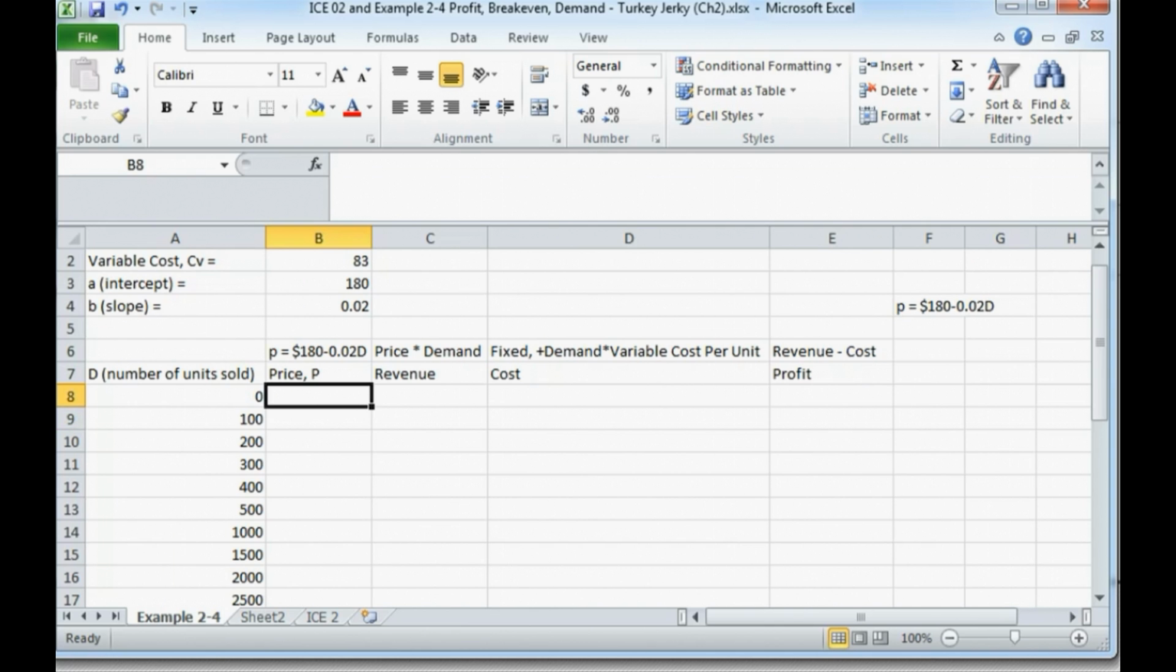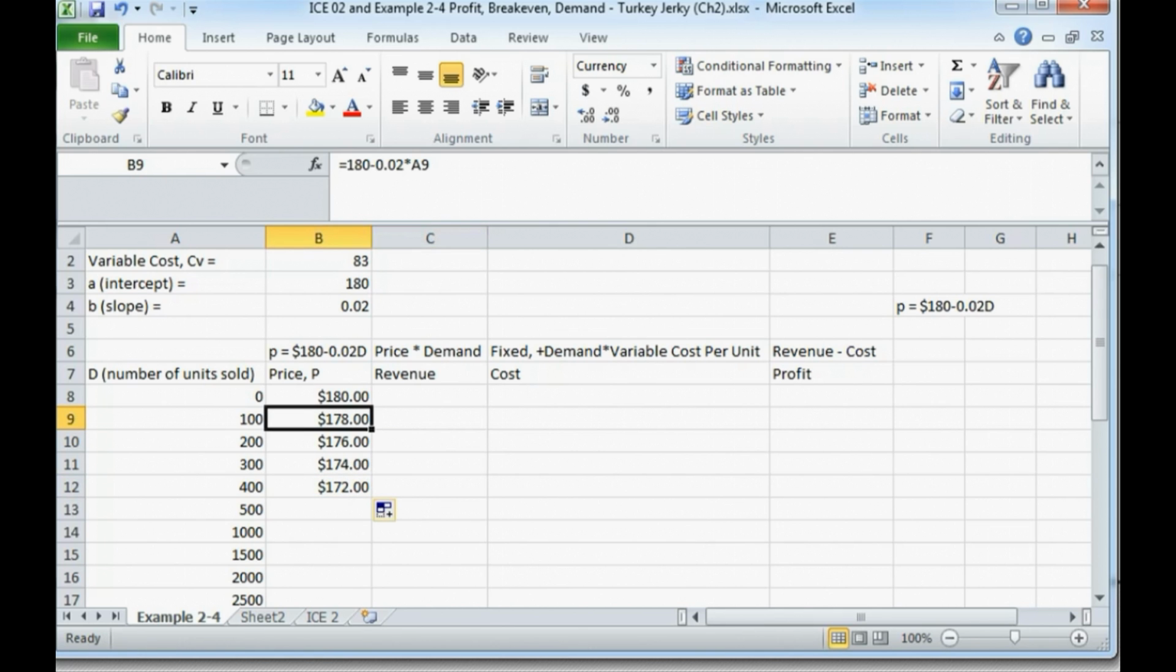So let's just say, in order to get that demand, what price do I have to have? The price was 180 minus 0.02 times demand. Okay, so this is the price that I'm charging, and by the way, I'm going to switch this to currency formatting. So let's drag this down in the same way that I dragged before. Anytime you're in a cell, if you see this little box and you click on it and then drag it down, it's going to fill that in.